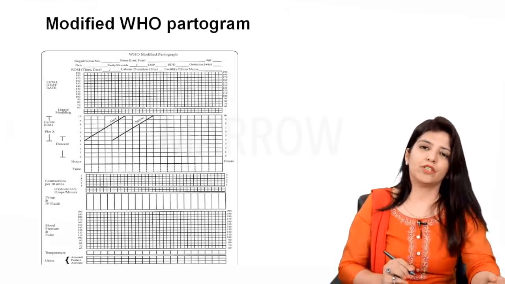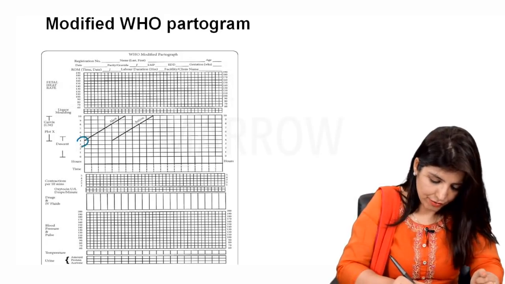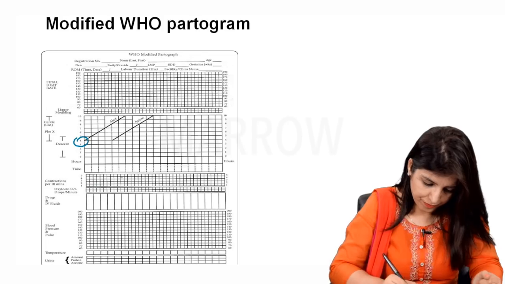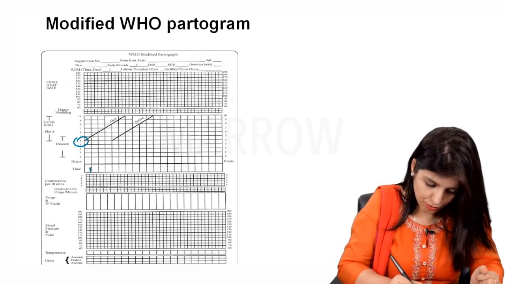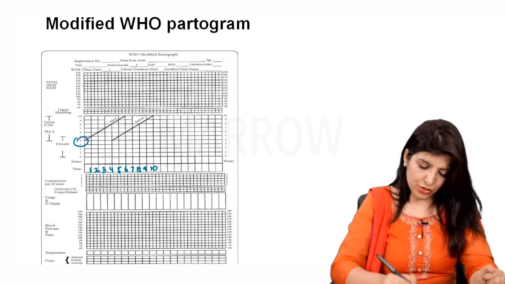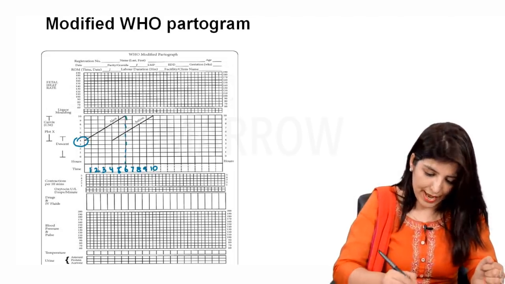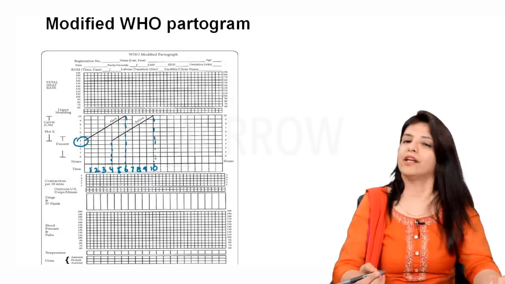See, this is modified WHO partogram, beginning at 4 centimeters. This is coming down to, so here the hours are not written, I'll just write it. 1, 2, 3, 4. Right? So you can see here, it is coming till 6 hours. Action line is beginning at 4 hours and it is going up till 10 hours.